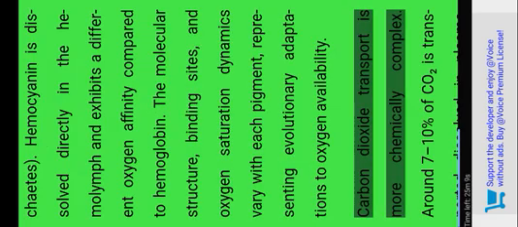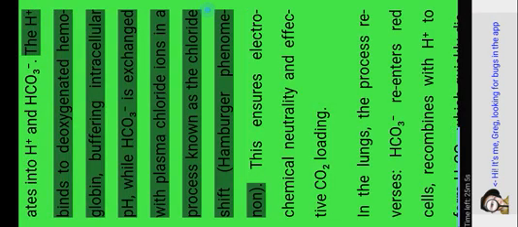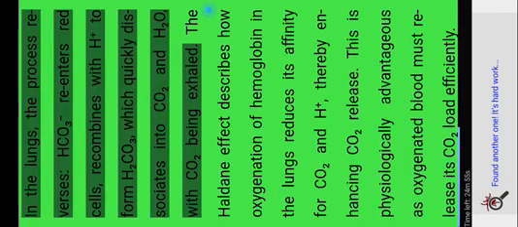Carbon dioxide transport is more chemically complex. Around 7-10% of CO2 is transported dissolved in plasma, 20-25% is bound to hemoglobin forming carbaminohemoglobin, and the majority, around 70%, is transported as bicarbonate ions, HCO3-. In red blood cells, CO2 rapidly combines with water under the action of carbonic anhydrase, producing carbonic acid, H2CO3, which then dissociates into H+ and HCO3-. The H+ binds to deoxygenated hemoglobin, buffering intracellular pH, while HCO3- is exchanged with plasma chloride ions in a process known as the chloride shift, or Hamburger phenomenon. This ensures electrochemical neutrality and effective CO2 loading.